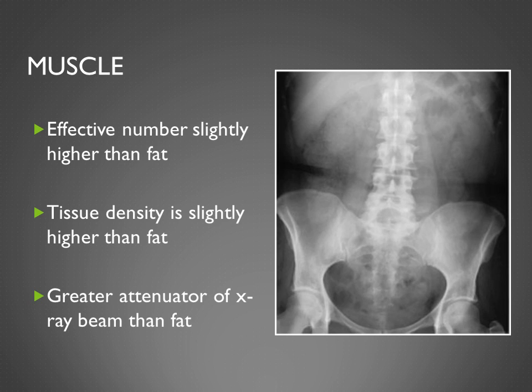Muscle. The effective atomic number is slightly higher than fat, at 7.64 exactly. The tissue density is slightly higher than fat, with greater attenuation of the X-ray beam than fat because, again, it's more tightly compact. An example that you're looking at here is your psoas muscles.